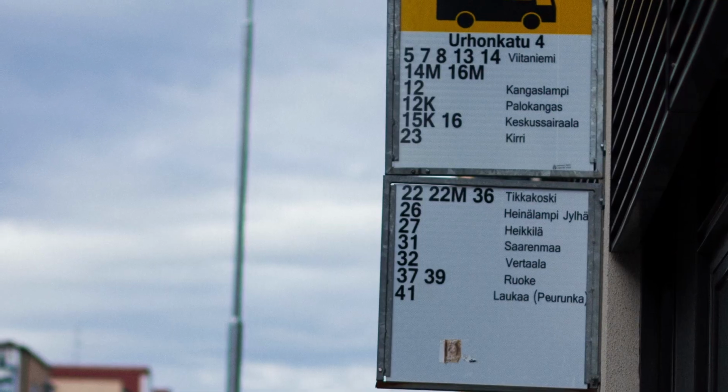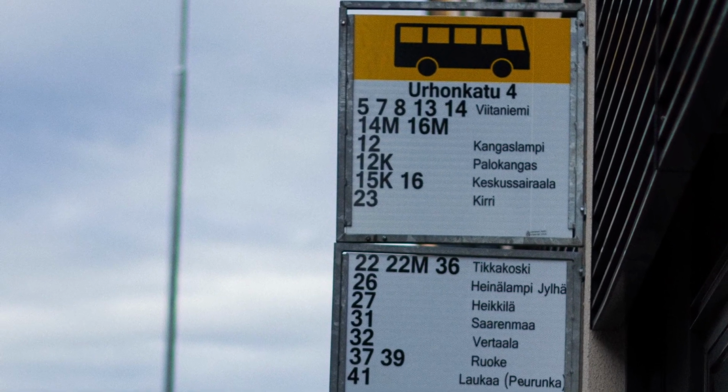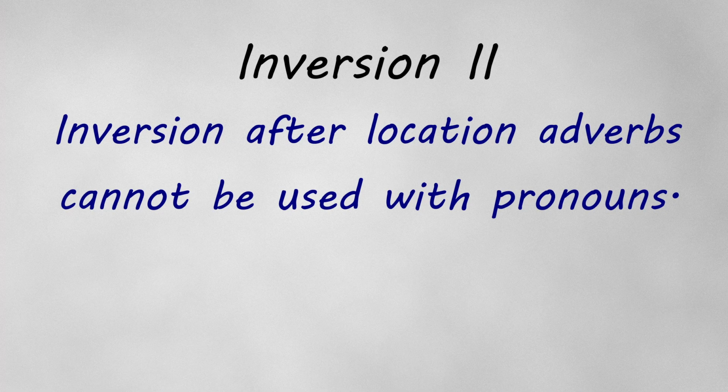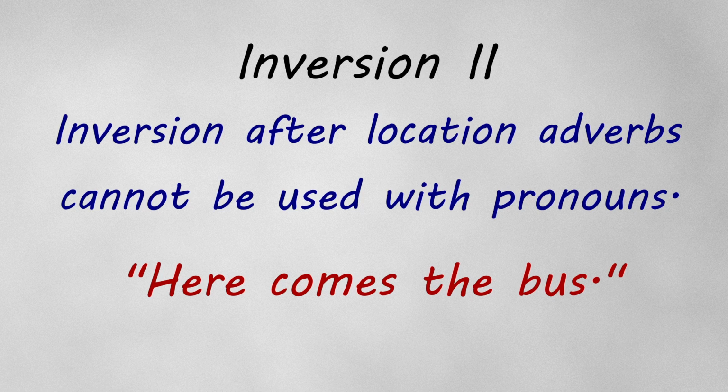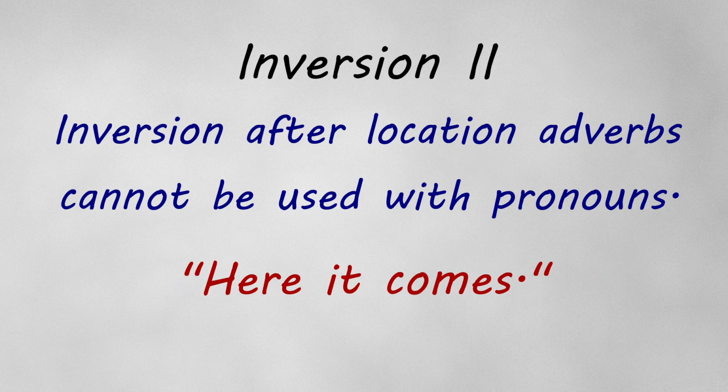Now, if they just said the bus comes here, it would simply indicate it's a habit of the bus, that it regularly arrives at this place, not that it's arriving at that moment. It's actually closer in meaning to a present continuous sentence like the bus is coming. An important point about inversion after adverbs of location is that it cannot be used with pronouns. The example of here comes the bus using a pronoun would be here it comes, and this doesn't have subject-verb inversion.